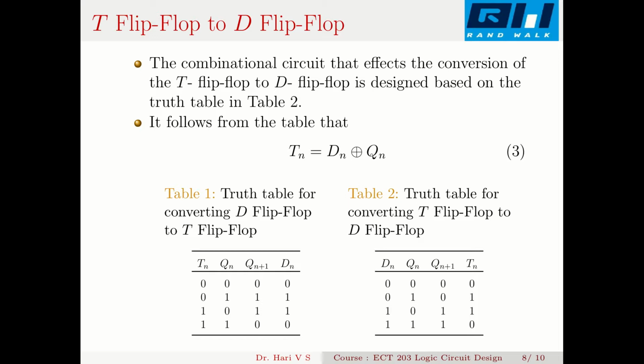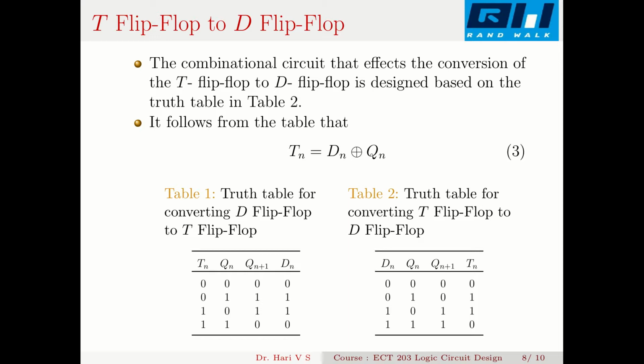So what should be the value of dn here? Because this is 0 0, dn should be 0. Qn does not change, it remains at 0. So dn should be 0, because you know the property of dn, that is dn is Qn+1. So dn should be the same thing as Qn+1. So it is 0 1 1 0.